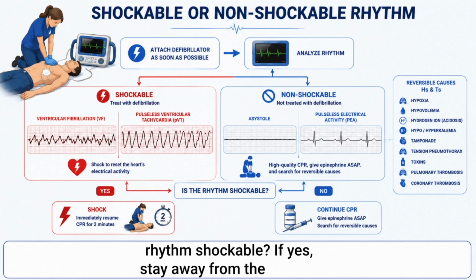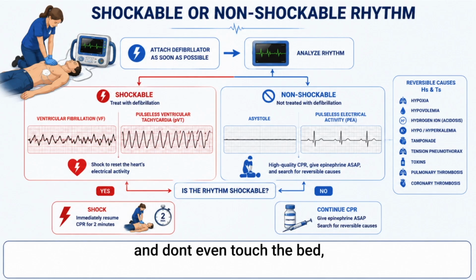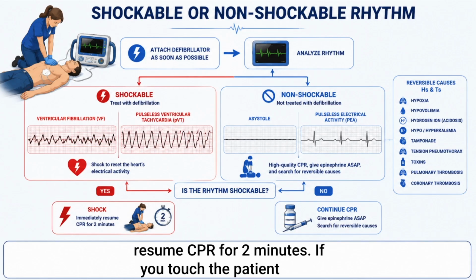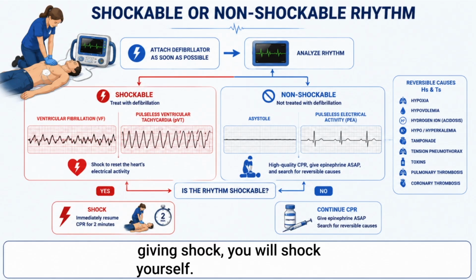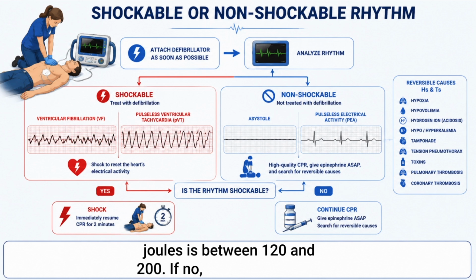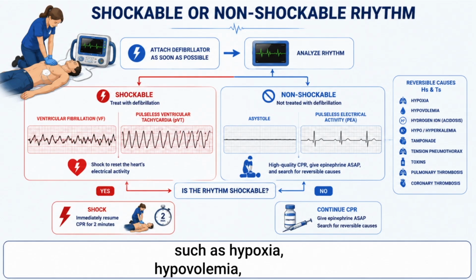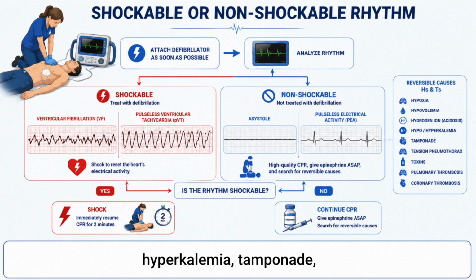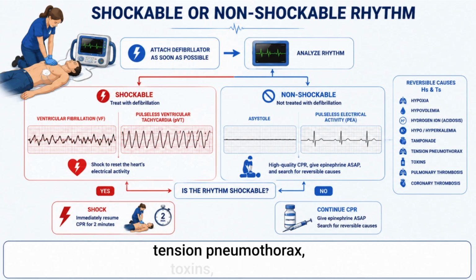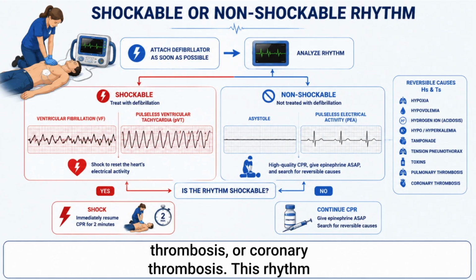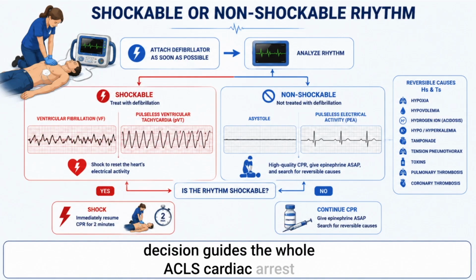If yes, stay away from the patient and don't even touch the bed. Give shock and immediately resume CPR for 2 minutes. If you touch the patient while giving shock, you will shock yourself. The recommended joules is between 120 and 200. If no, we continue CPR, give epinephrine as soon as possible, and look for causes such as hypoxia, hypovolemia, acidosis, hypokalemia, tamponade, tension pneumothorax, toxins, pulmonary thrombosis, or coronary thrombosis. This rhythm decision guides the whole ACLS cardiac arrest algorithm.